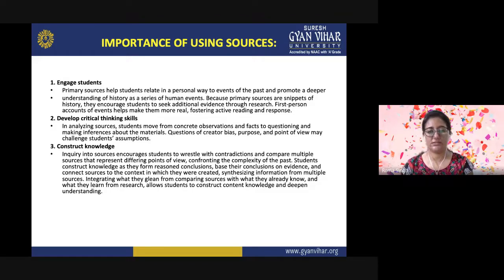So the first person accounts of events make the historical events look more real to them. It fosters active reading and response, and develops critical thinking skills. In analyzing sources, students move from concrete observations and facts to questioning and making inferences about the materials. Questions of the creator's bias, purpose, and point of view may challenge a student's assumptions. So this is how they will be able to develop critical thinking skills.